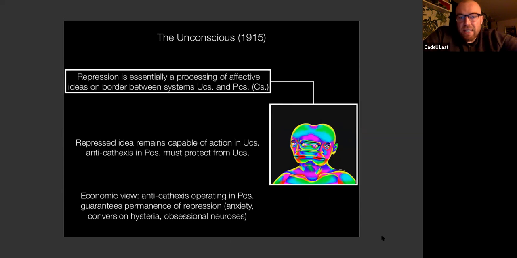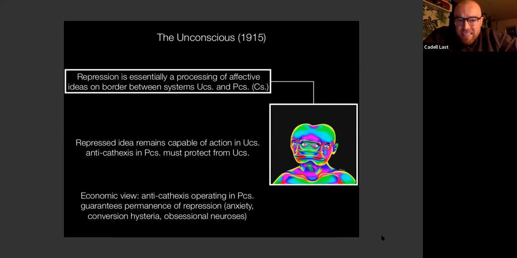It says repression is essentially a processing of affective ideas on the border between unconscious and preconscious. And again, the mechanism of repression itself is unconscious. However, repressed ideas remain capable of action in the unconscious, and anticathexis in the preconscious, which is basically a concentration of mental energy, must protect us from the unconscious. So not only is there a concentration of mental energy in the unconscious which wants to be expressed, but there's also an opposite energy in the preconscious, which is directed against the unconscious from becoming conscious.